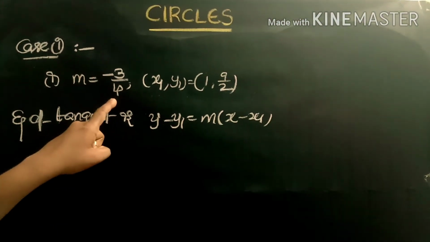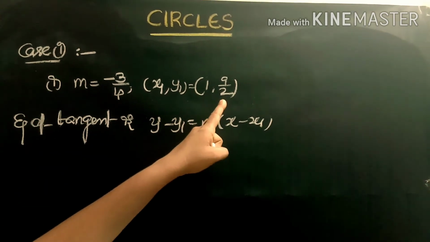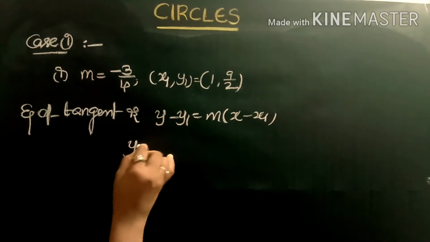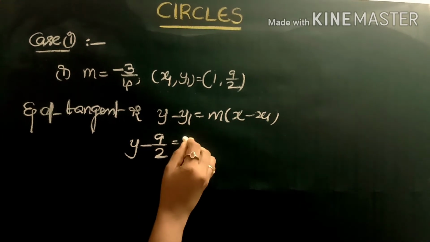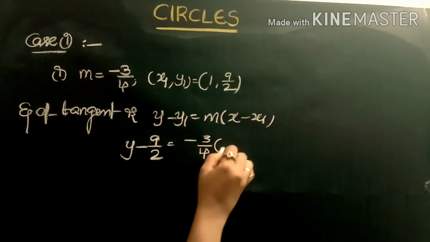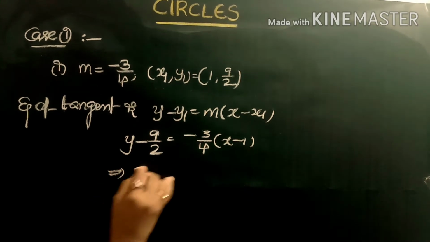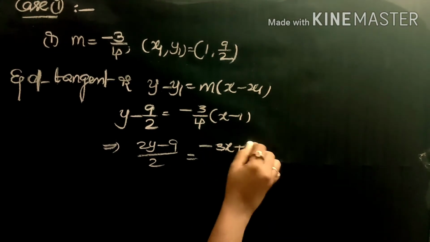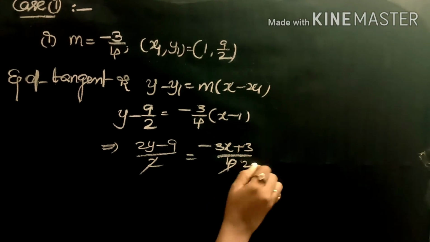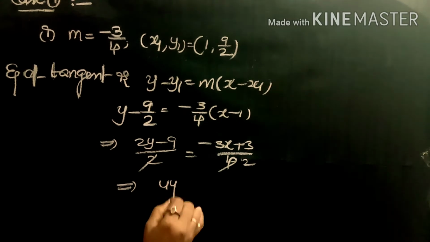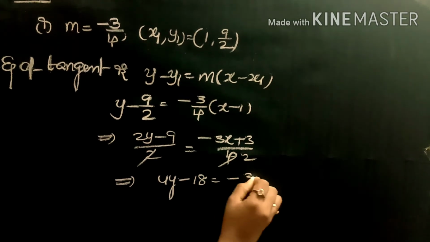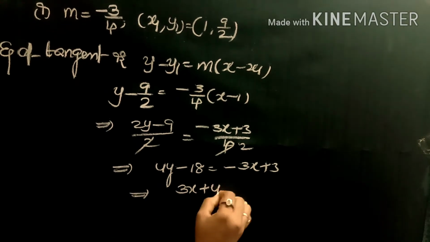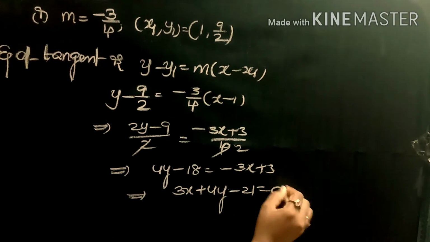Here m is equal to minus 3 by 4 and (x1, y1) is equal to (1, 9 by 2). Now the equation of tangent is y minus y1 is equal to m into x minus x1, that is y minus 9 by 2 is equal to minus 3 by 4 into x minus 1, which implies 2y minus 9 by 2 is equal to minus 3x plus 3 by 4. Now it is cancelled by 2 times. By taking the cross product, 4y minus 18 is equal to minus 3x plus 3, that is 3x plus 4y minus 21 is equal to 0. This is the first equation.